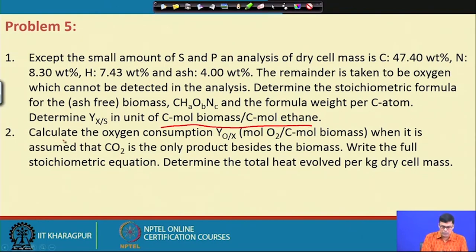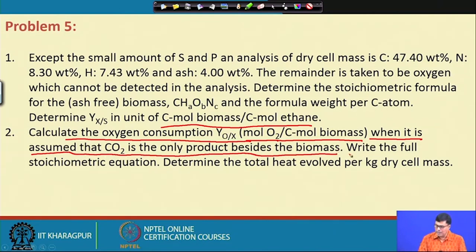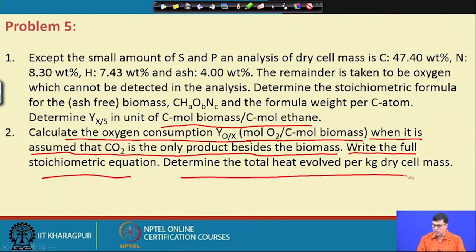Then again we shall have to calculate the oxygen consumption, that is gram molecular oxygen per gram mole of biomass formation, when it is assumed that carbon dioxide is the only product besides the biomass. Write the full stoichiometric equation and determine the total heat evolved per kg of dry cell mass formation. So this is very interesting in the sense that here you get the opportunity to find out how to determine the empirical formula of the biomass, and then you have to calculate the carbon mole biomass produced per carbon mole ethane consumed, then the oxygen consumed, followed by the stoichiometry of the whole process, and finally you have to find out how much heat is evolved in this process.